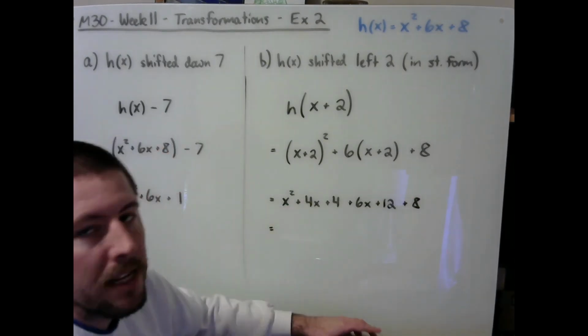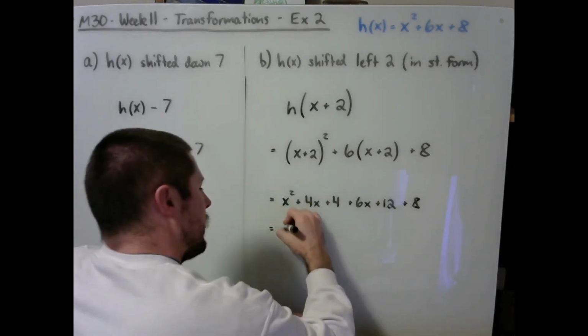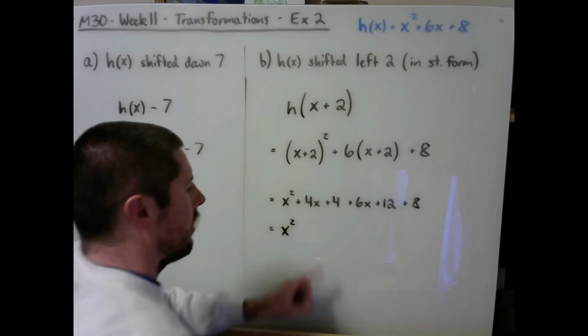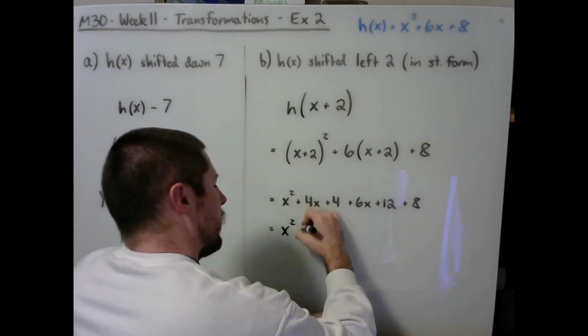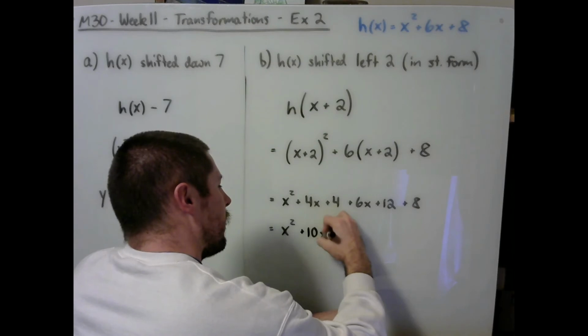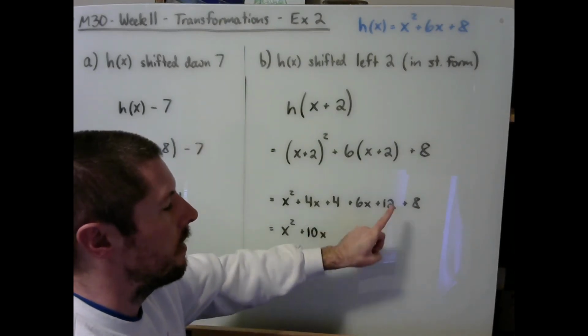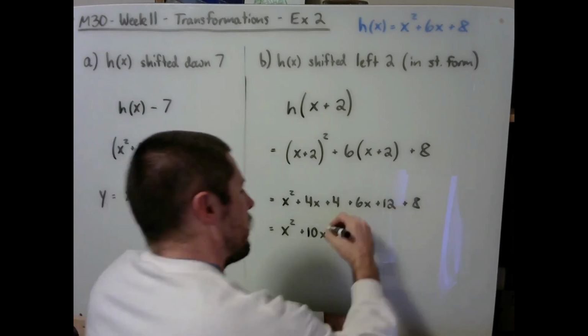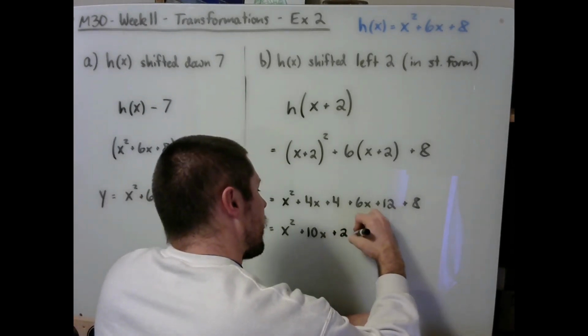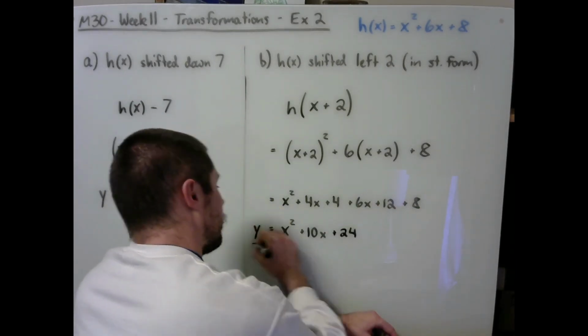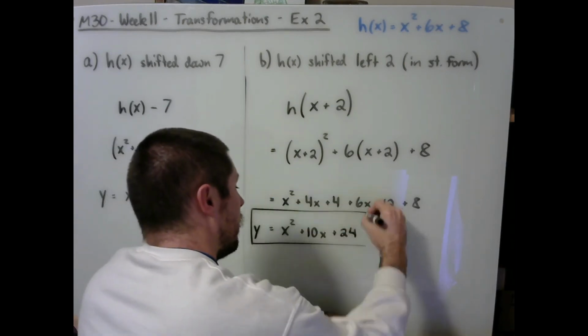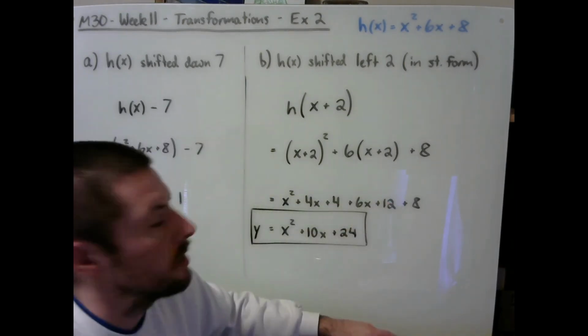We can go ahead and collect some like terms and we'll be done. We have a single x squared term. 4x and 6x is going to give me 10x. 4 plus 12 is 16. 16 plus 8 is 24. So it seems like our final answer here is x squared plus 10x plus 24.